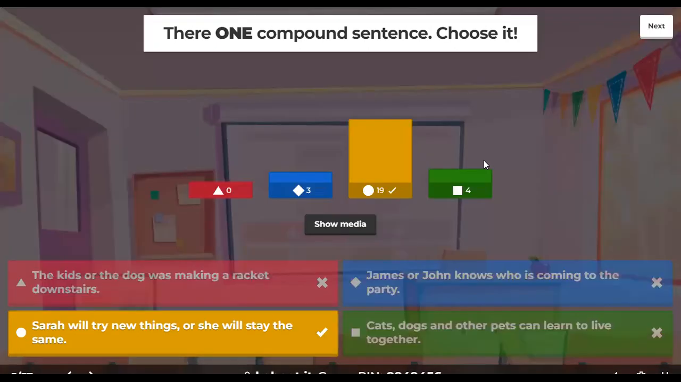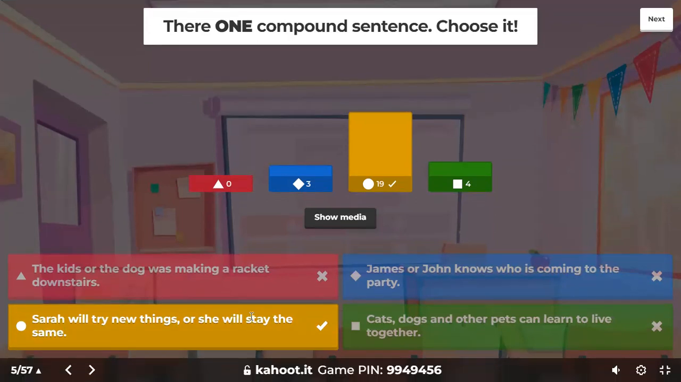Okay. Yeah, 19 of you have got it right, which is really cool. Now, Sarah will try new things, while this is what we call the independent clause. And this one, she will stay the same. This is an independent clause, or we have two independent clauses, and they are joined by a coordinating conjunction, or in this case, and. That's it.